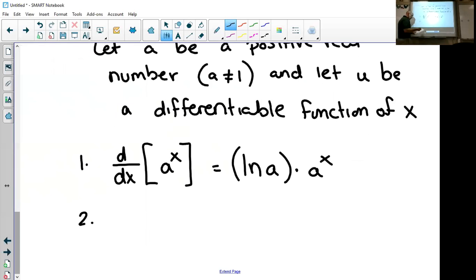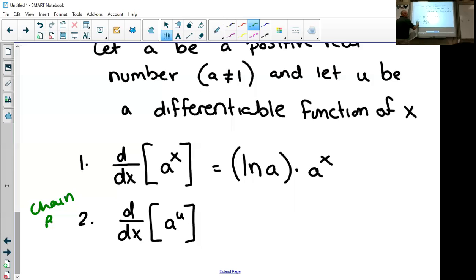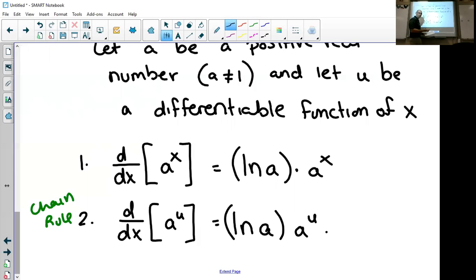Now, if this is a to the u, this is where we have chain rule involved. So this would just represent our chain rule. u is going to be some differentiable function. We're still going to have natural log of a. We're still going to have a to the u, but now remember that d stuff, we've got to multiply by u prime. So it's just one extra step involved with that piece.